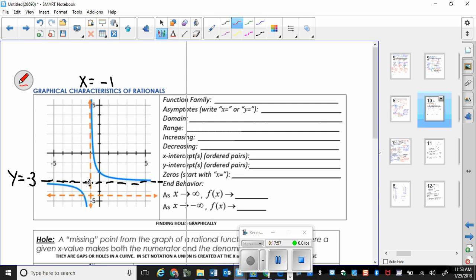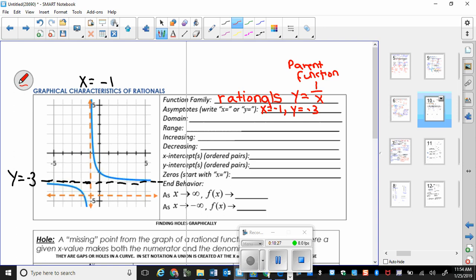So our function family is the family of rationals. This graph belongs to the family of rationals. The parent function is y equals 1 over x. This is my parent function. Okay. Now, my asymptotes, we already identified those. We have x equals -1 and y equals -3.